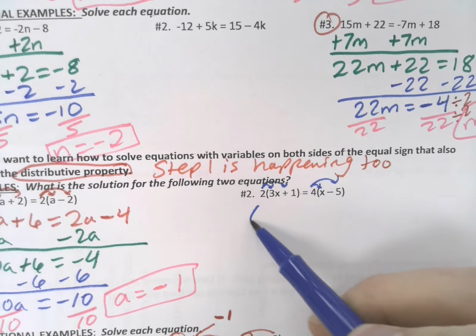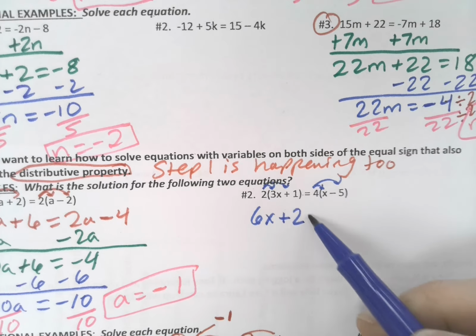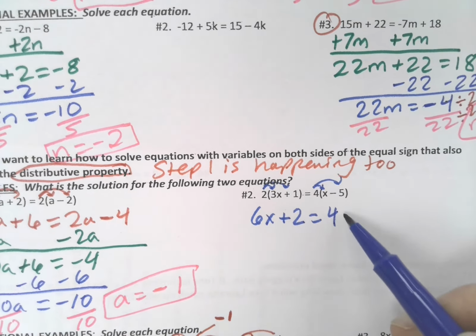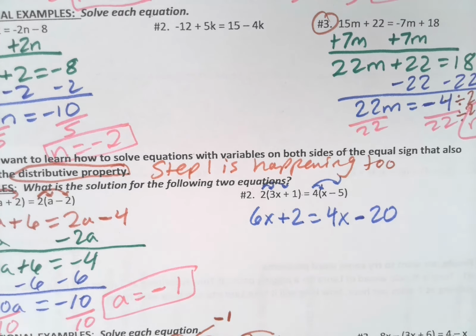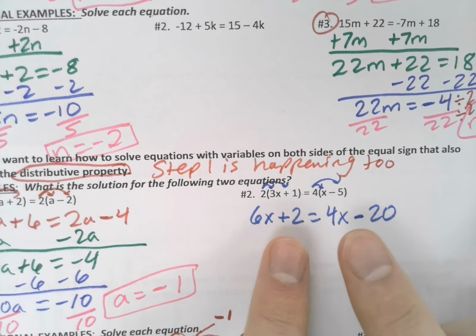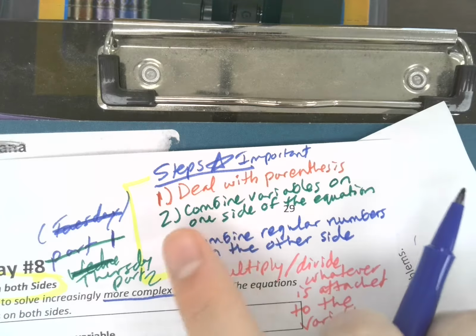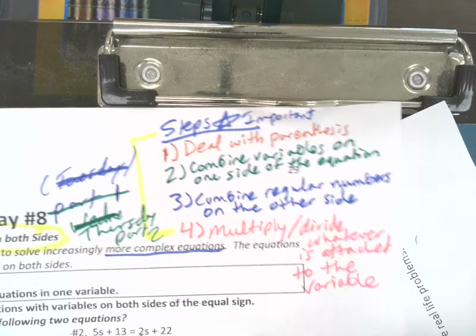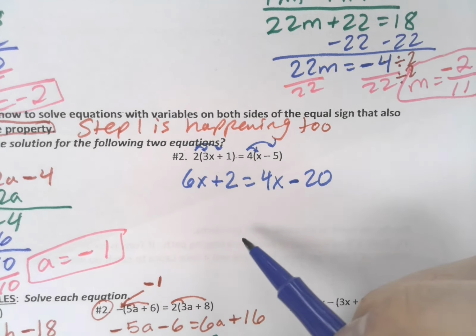2 times 3x is 6x. 2 times 1 is 2. 4 times x is 4x. And 4 times negative 5 is negative 20. Now, you're ready for steps 2, 3, and 4. So let's see what you got here.